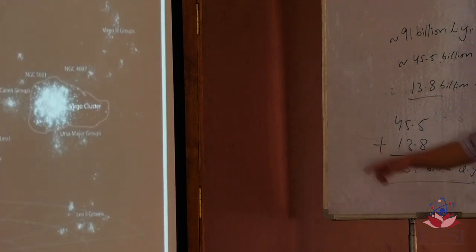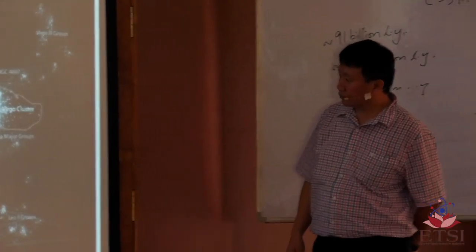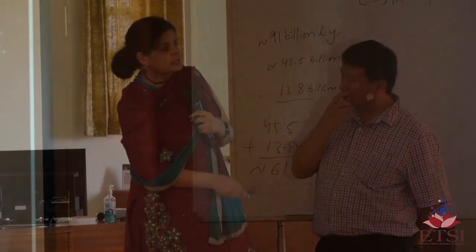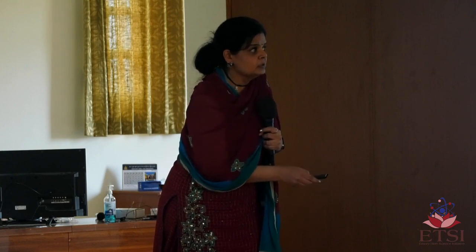Maybe they can still see. Yeah. So this is the Virgo or the local supercluster. This is the Virgo cluster inside the Virgo supercluster, and this is our local galactic group here.